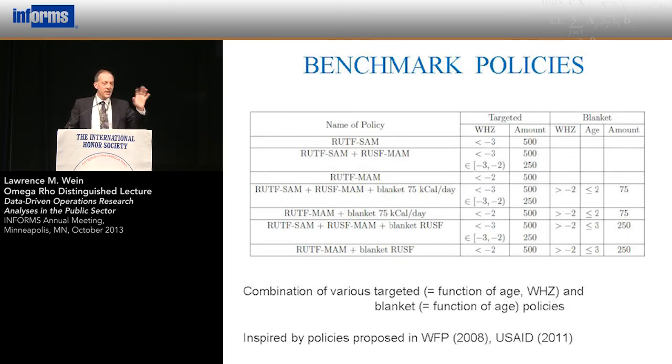Okay, so I'm sure you can't read this, and I can't even see it right here on the slides, but these are our 7 benchmark policies from USAID and World Food Program. I'll just comment that they're a combination of targeted policies. By targeted, I mean, for example, how skinny you are. If you're more than 3 standard deviations skinny, then we're going to give you the full dose of Plumpy'Nut, and some blanket distribution. So an example is anyone under 2 years old who's between 2 and 3 standard deviations skinny, we're going to give half a dose of Plumpy'Nut.